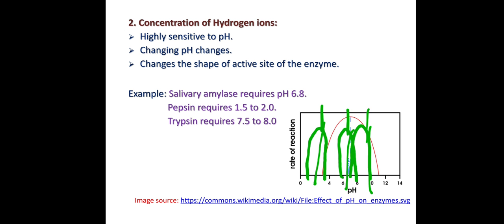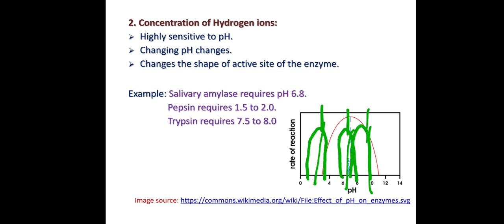And all these are because of the interference of hydrogen ion with the active site. So a higher concentration of hydrogen ion might activate the active site of an enzyme like pepsin, whereas the same higher concentration of hydrogen ion will denature the active site of an enzyme like trypsin, and similarly salivary amylase. So that means a lower concentration of hydrogen ion will activate trypsin and salivary amylase.